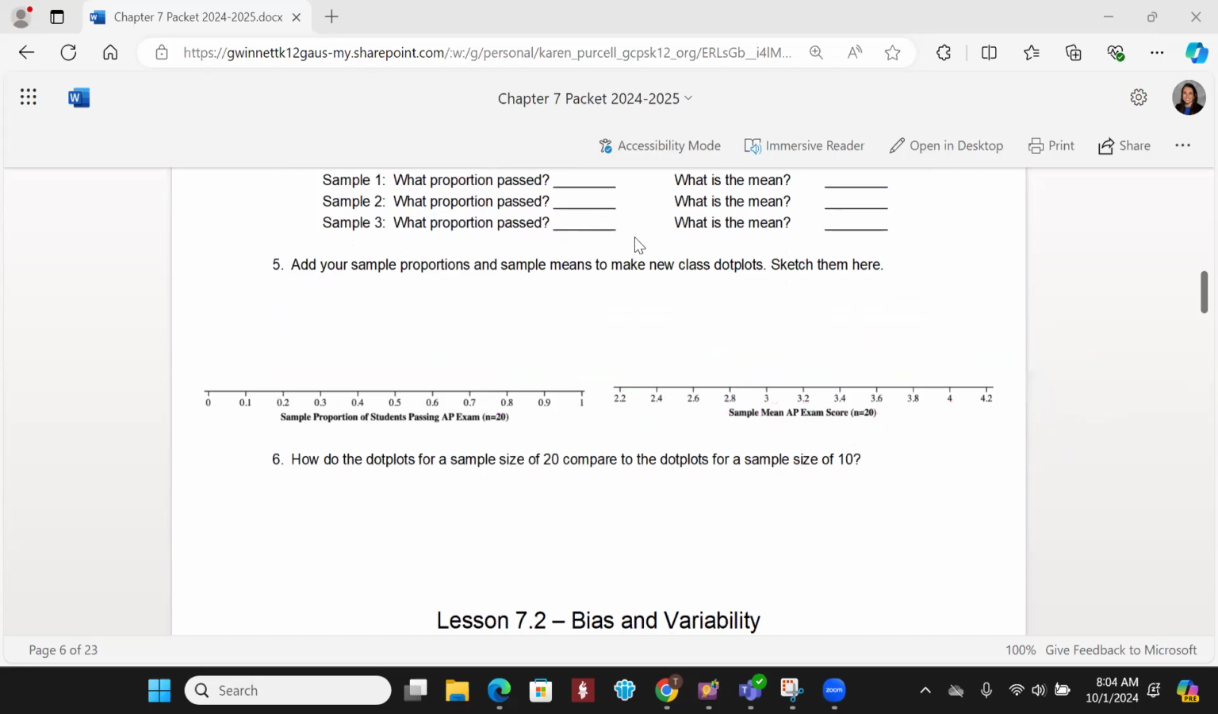Respectfully, some of you didn't do this, so our dot plot wouldn't really work. So I'm going to give you the dot plot that I have. So at 0.5, you're going to have one. In between, you're going to have five.